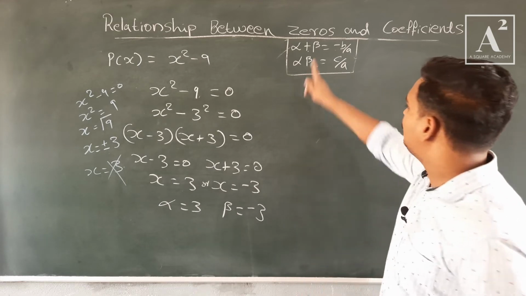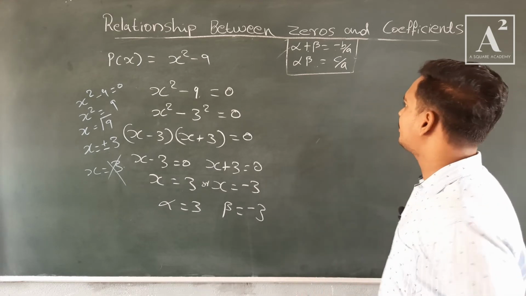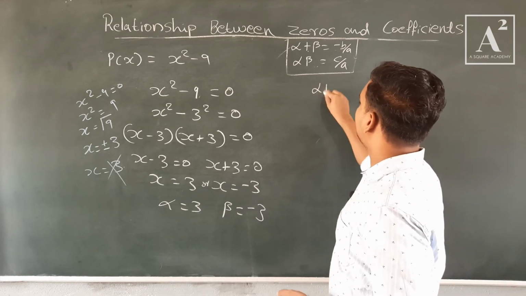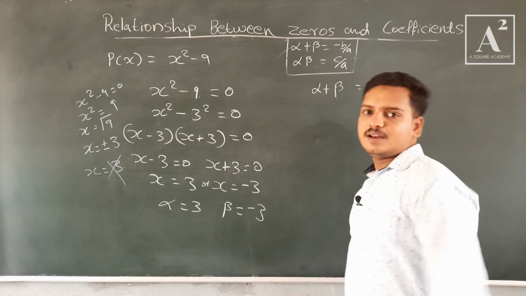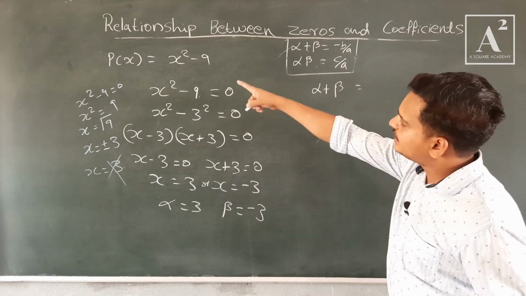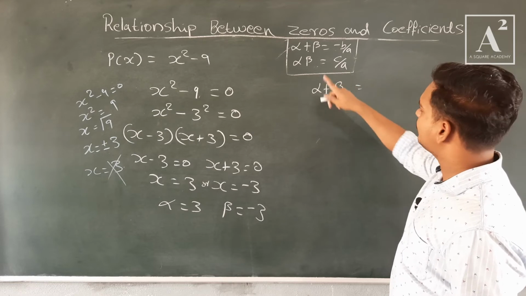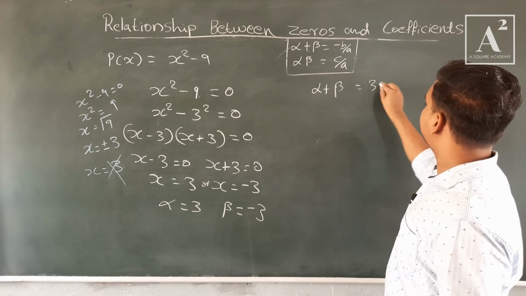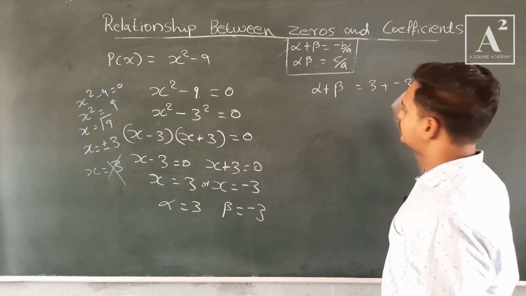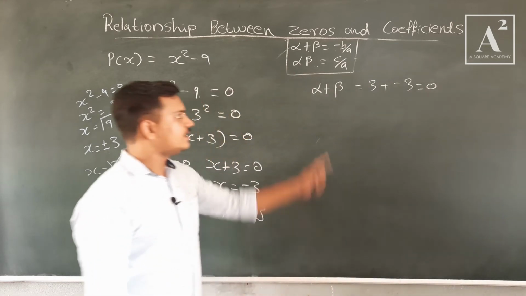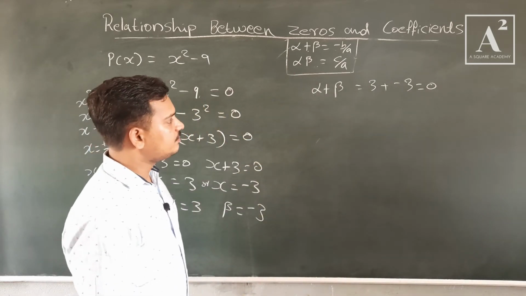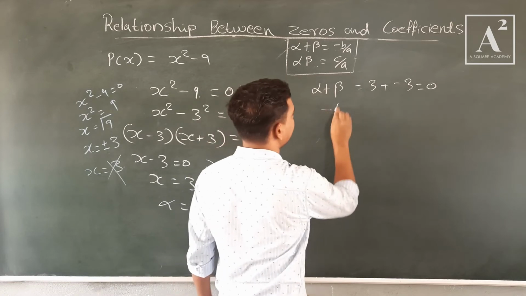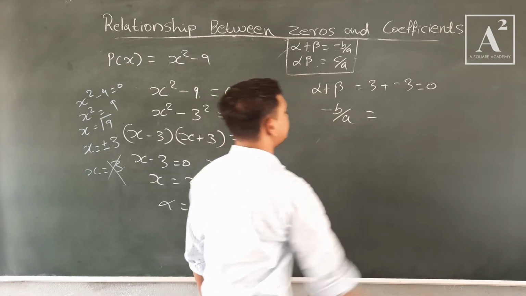Okay, now verifying the relation, is it correct or not? Okay, for that, sum of the zeros, alpha plus beta. In this case alpha plus beta is 3 plus minus 3, that is equal to 0, right. Now alpha plus beta is equal to minus b by a. Is it 0 or not?